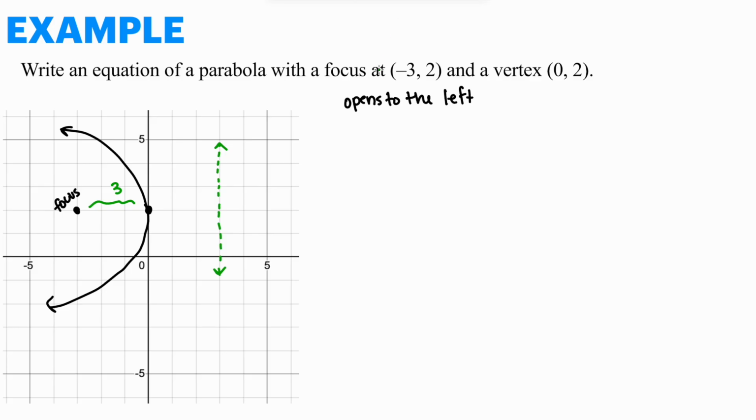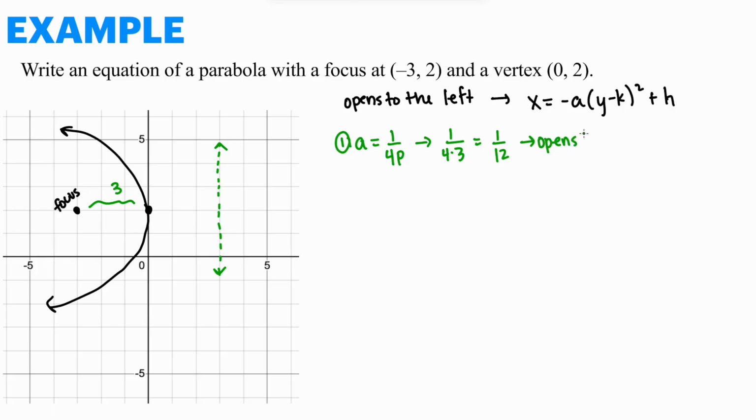Okay, we know it opens to the left. Therefore, I know that this is going to be x = -a(y - k) squared + h. Now, I can go ahead and find my a, because a is 1/(4p). And I know p is 3. So I know a is 1/12. And because it opens left, I know it is a negative 1/12.